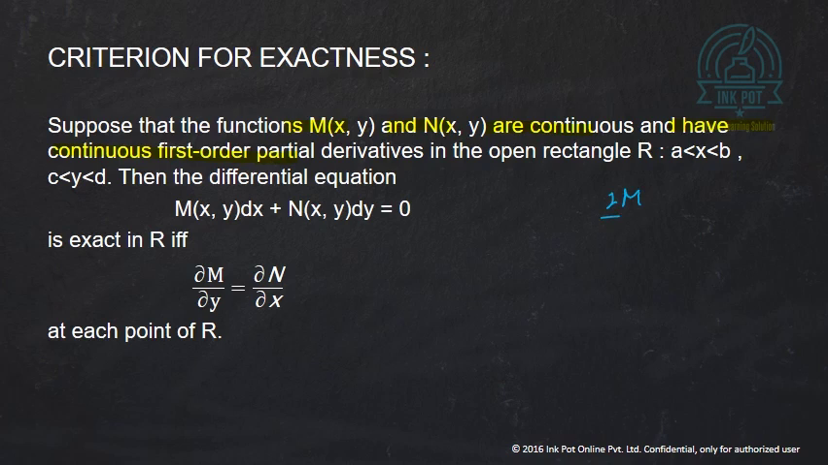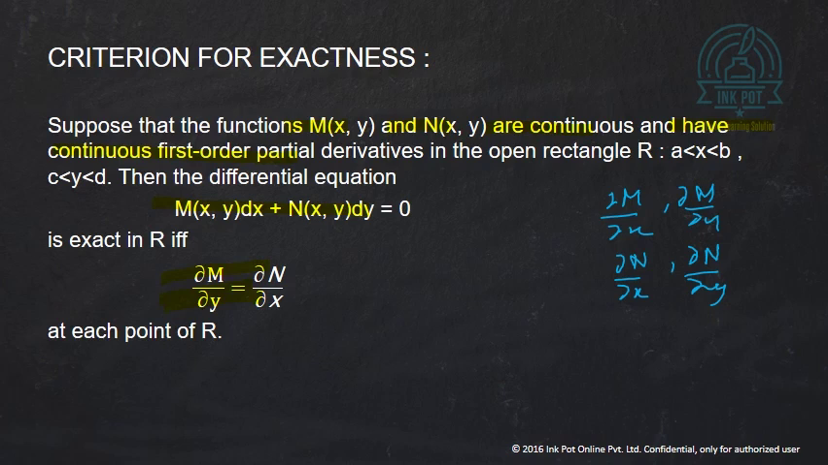That is, if we consider ∂M/∂x, ∂M/∂y, ∂N/∂x and ∂N/∂y, these are also continuous in some open rectangle where x lies between a and b and y lies between c and d. Then this differential equation M dx plus N dy is equal to 0 is exact if and only if the partial derivative of M with respect to y equals the partial derivative of N with respect to x at each point of this rectangle R.